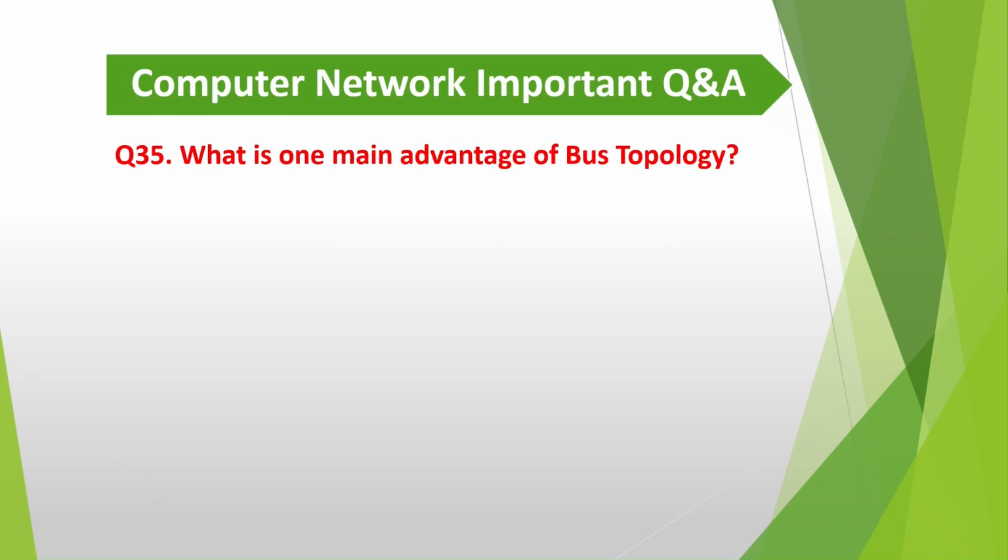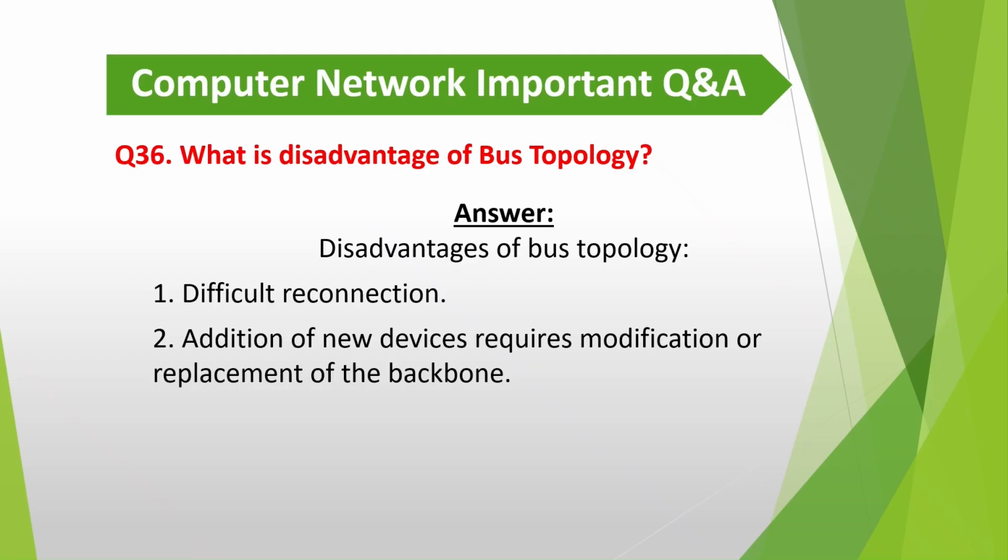Question 35. What is one main advantage of bus topology? Answer. It can be easily installed. Question 36. What is the disadvantage of bus topology? Answer. Disadvantages of bus topology. 1. Difficult reconnection. 2. Addition of new devices requires modification or replacement of the backbone.